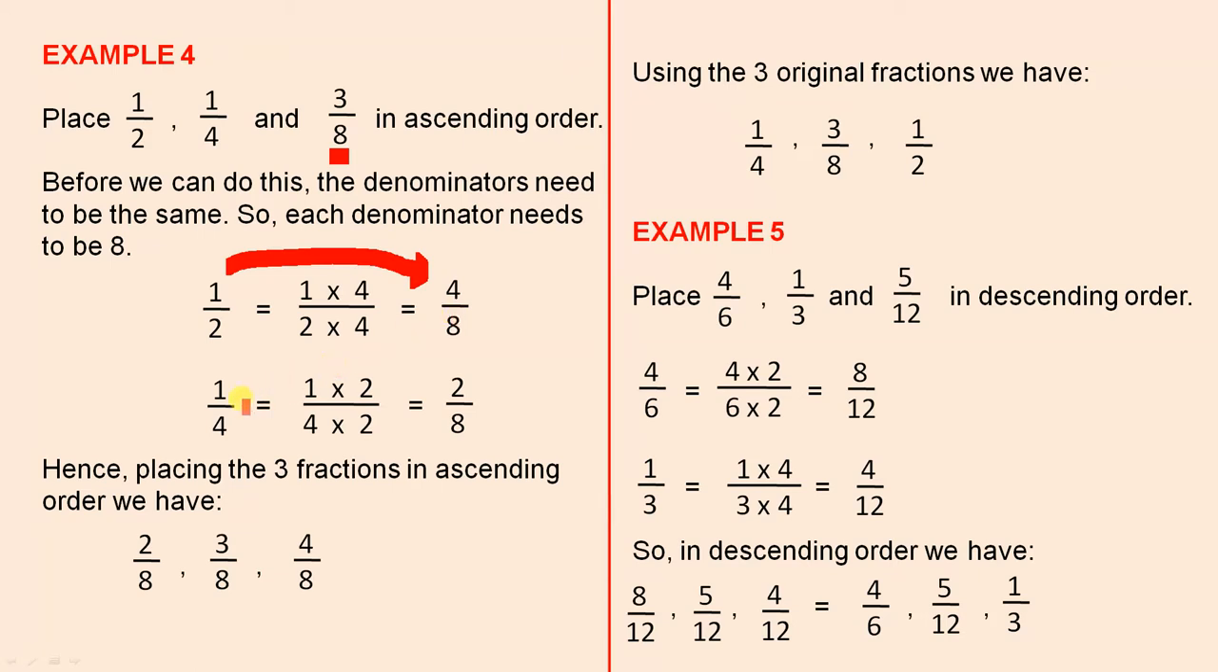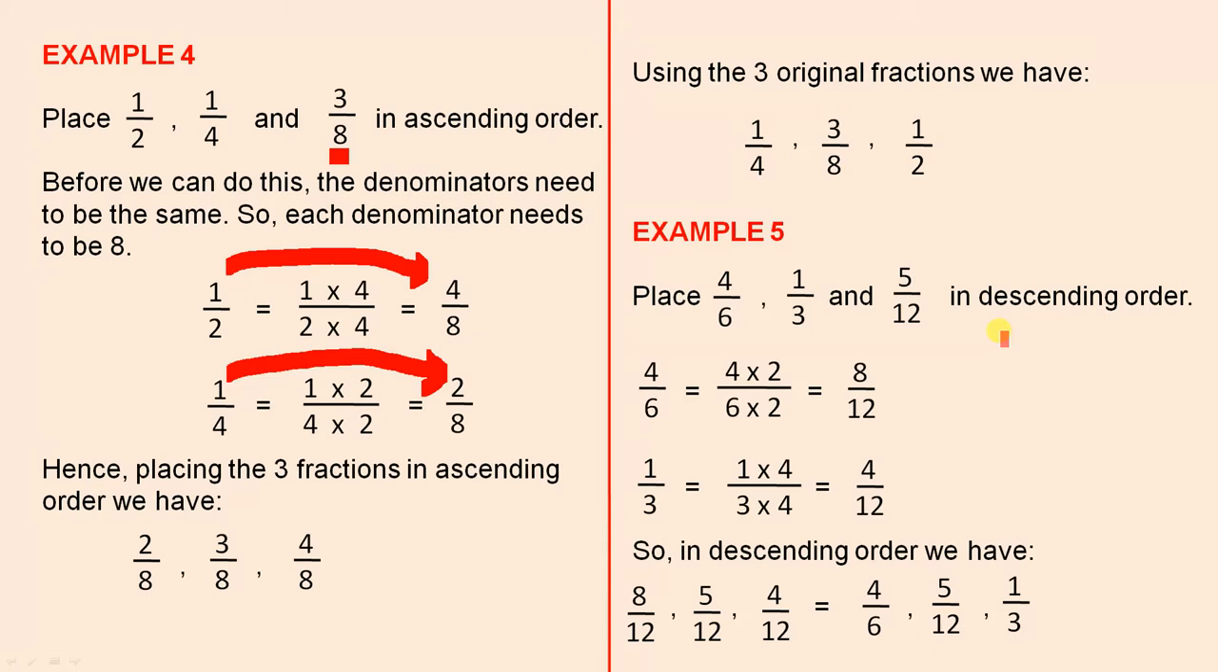If we have a quarter, we multiply the numerator and denominator by 2. So 1 times 2 is 2, 4 2s are 8, so a quarter and 2 over 8 are equivalent fractions. Hence, placing the three fractions in ascending order we have 2 over 8, 3 over 8 and 4 over 8. Using the three original fractions we have a quarter, 3 over 8 and a half.